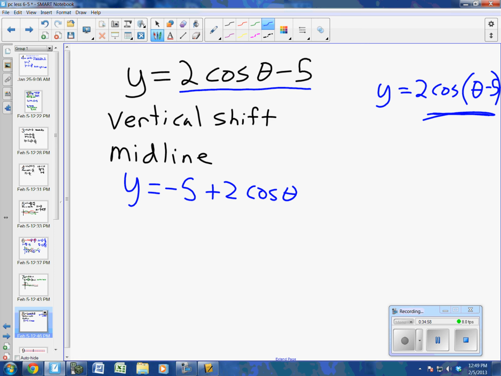So this right here, you guys, is going to be a horizontal shift 5 units to the right, whereas this one is a vertical shift that shifts down 5. However, you would write it as a vertical shift of -5. What's the midline? Where would the midline be? The midline would be y equals what? -5.